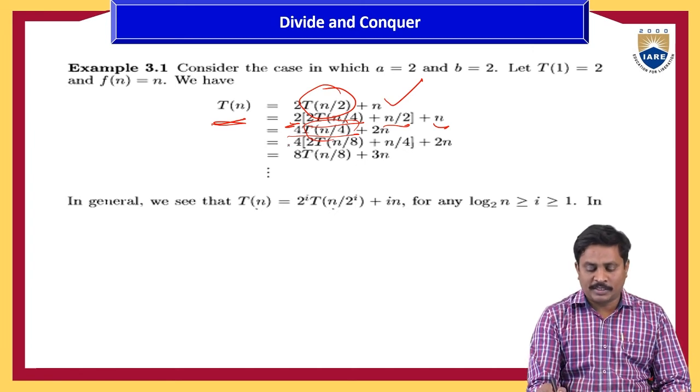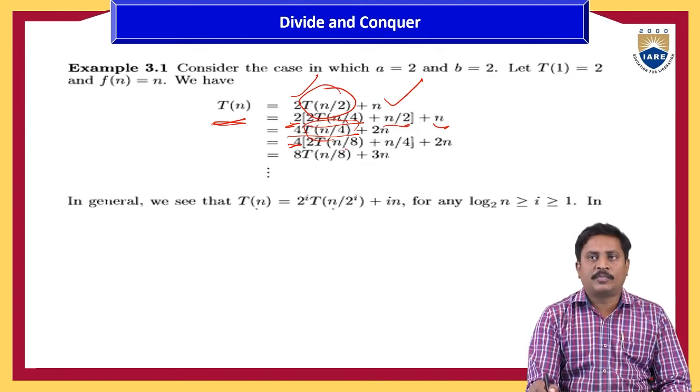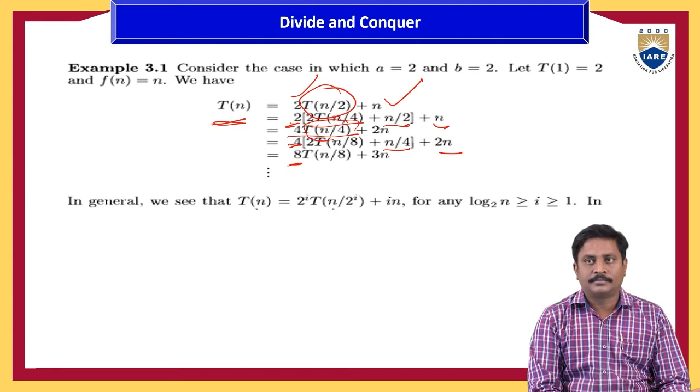So already we take this 4 separately. The formula T of n is 2 into T of n by 2, then 2 into T of n by 4 by 2, that is n by 8, plus n by 4 plus 2n. 4 into 2 is 8, so 8 into T of n by 8 plus 3n, and so on.